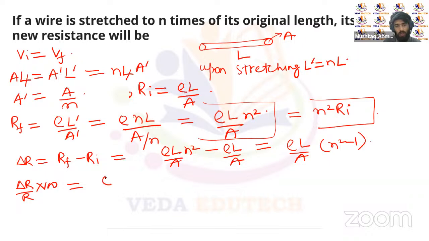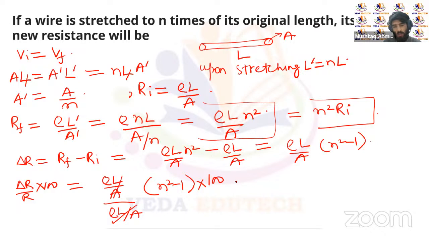That will be rho L upon A upon the initial resistance, that was rho L upon A, right? Multiplied by n square minus 1 and into 100, right? So this and this will get cancelled again. So the percentage increase in the resistance will be n square minus 1 multiplied by 100, right?